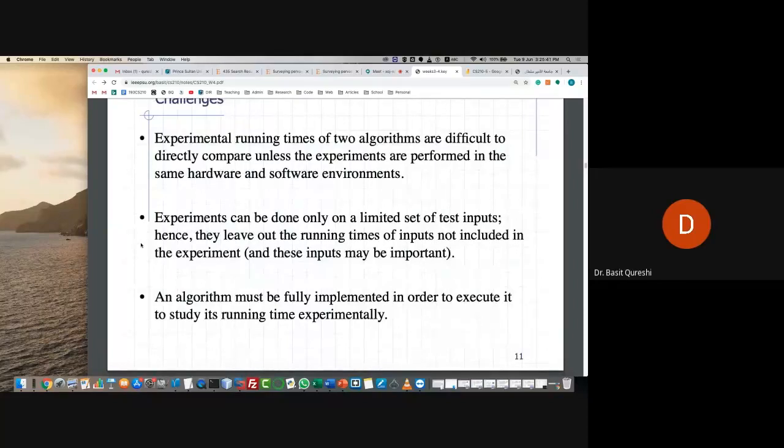Okay, so here are some of the challenges. It's hard to run two different or even similar programs on two different computers and expect different results. Experimental studies can be done only with a limited set of test inputs. Like we do not know what kind of inputs would be provided by the users. That's why we always have the security issues.